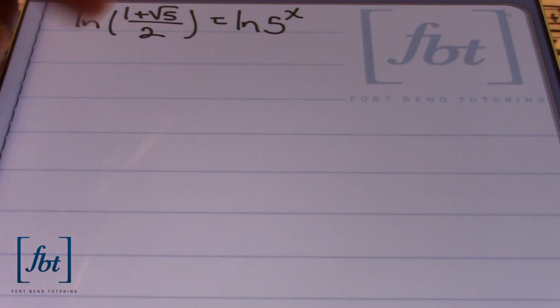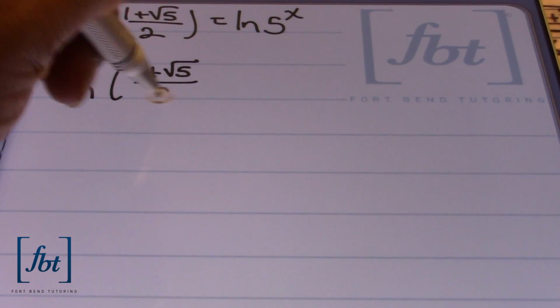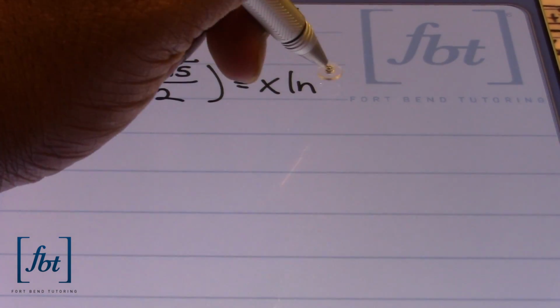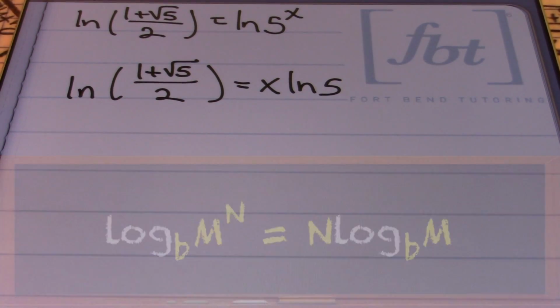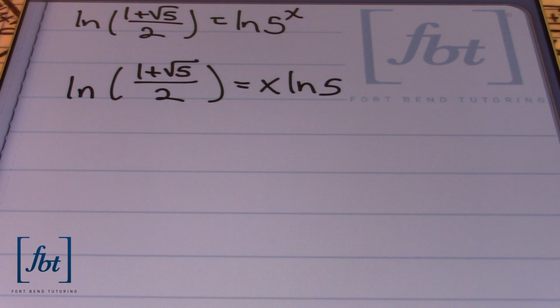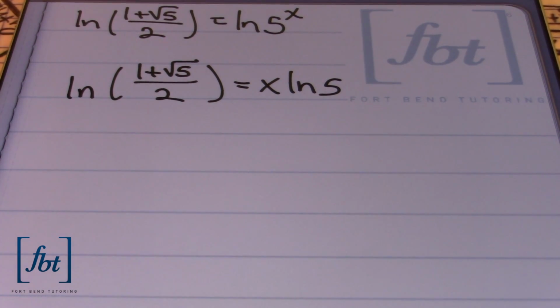All right, so it's at this point that we have the natural log of 1 plus the square root of 5 divided by 2. This is going to be equivalent to x times the natural log of 5. And this is using my logarithmic rules, knowing that the exponent on my quantity can come in front as the coefficient. So in other words, I just brought that exponent down as the coefficient of x. It's the same thing.